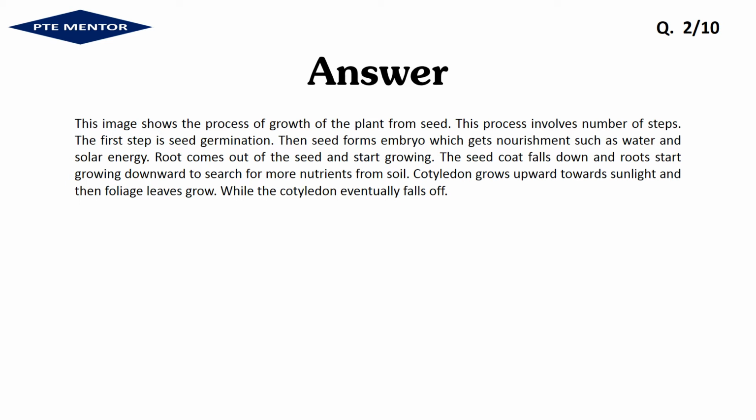The seed coat falls down and roots start growing downward to search for more nutrients from the soil. The cotyledon grows upward towards sunlight and then foliage leaves grow, while the cotyledon eventually falls off.